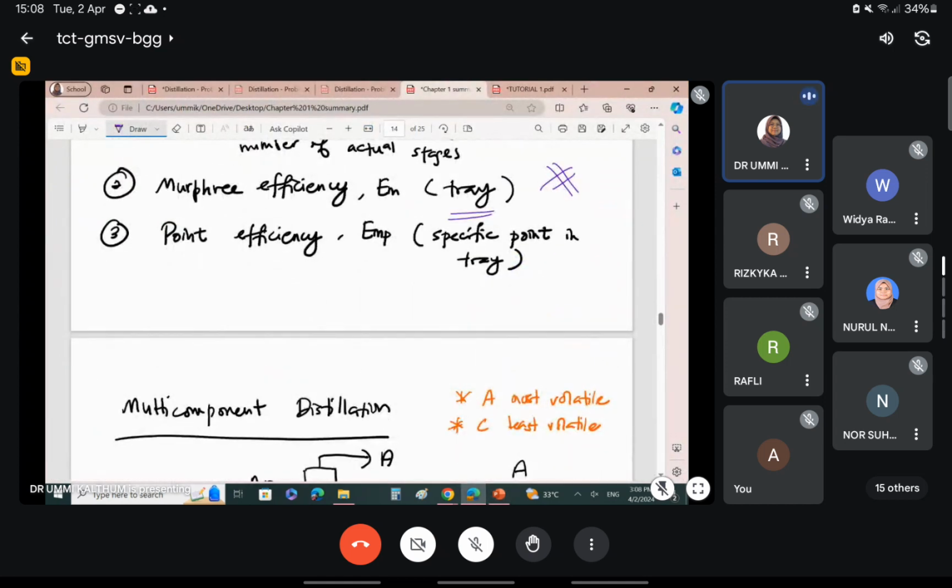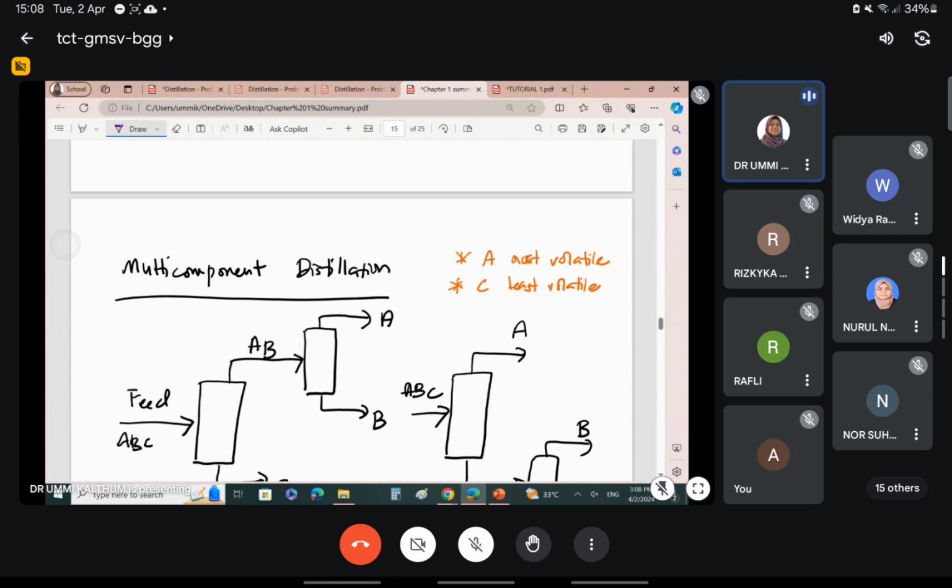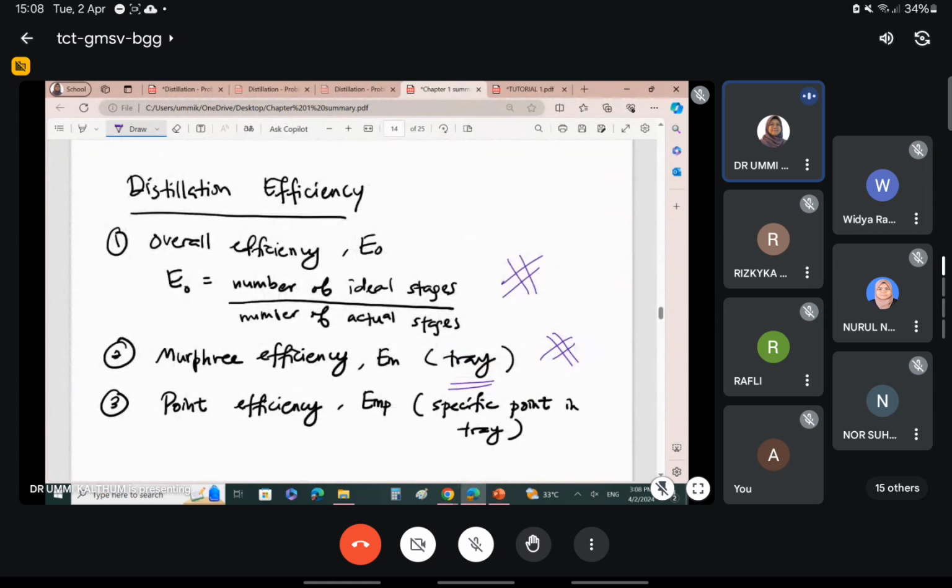Okay, that's efficiency. Before we go to multi-component, kita tengok dulu tutorial.